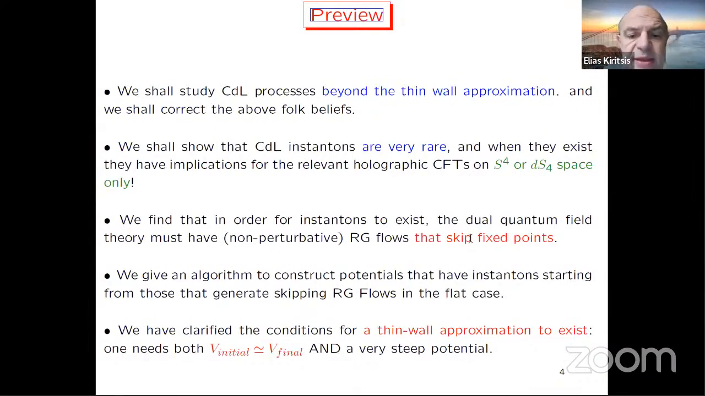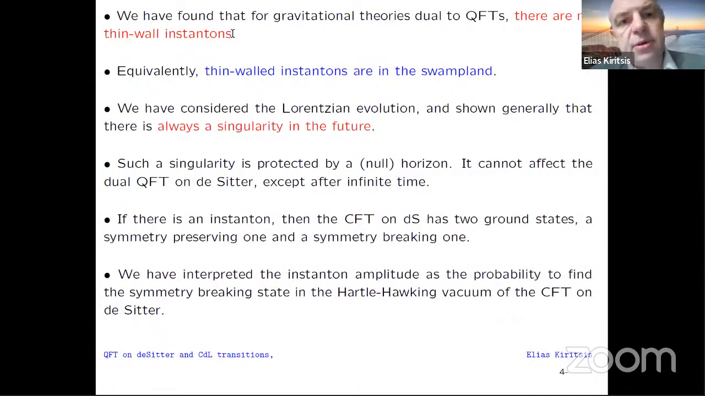We have clarified the conditions for which the thin wall approximation exists, and these conditions are not only that the initial and final energy should be very close together, but also the potential should be essentially infinitely steep. And therefore, because of this, we will show that gravitational theories that are dual to quantum field theories via holography will have no thin wall instantons. Or you can put the same statement in a different way: thin wall instantons are in the swampland.